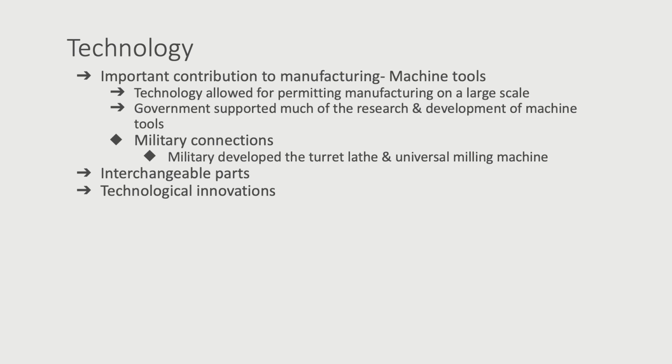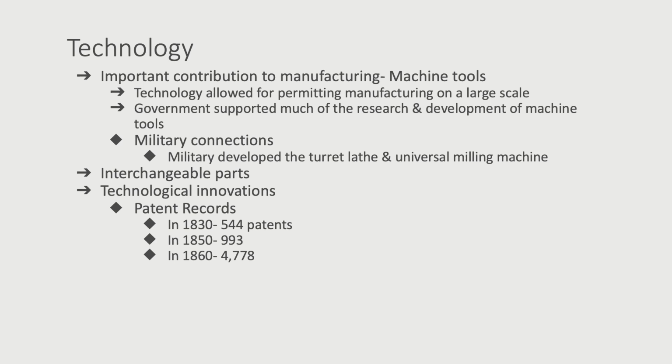And then the technological innovations of this time skyrocket. Anyone can come up with a new idea and patent it and then manufacture it. Comparing some patent records, in 1830 there were 544 that had been recorded with the government. Twenty years later, in 1850, it was 993, which is a pretty big jump. However, ten years later, in 1860, the number was 4,778. Anyone could be an inventor at this time. Anyone could patent this new innovative machine or idea that they have. And this really encourages technology to boom.